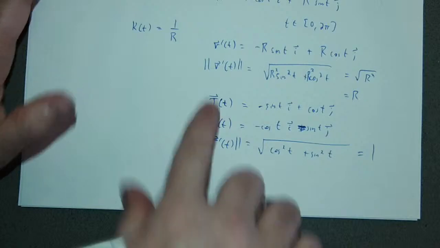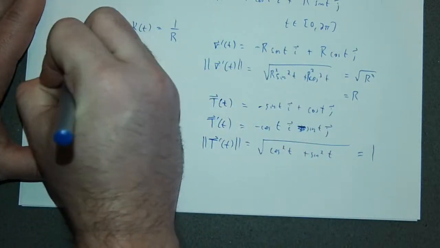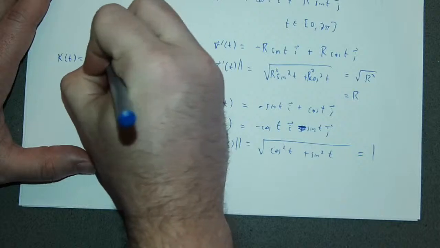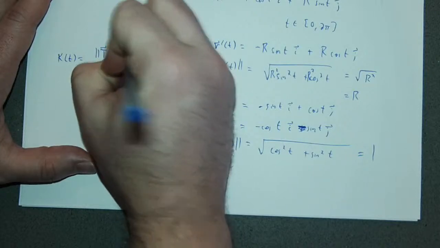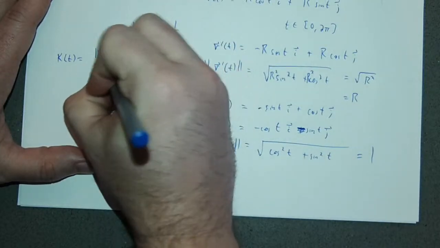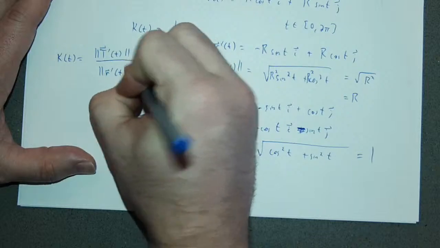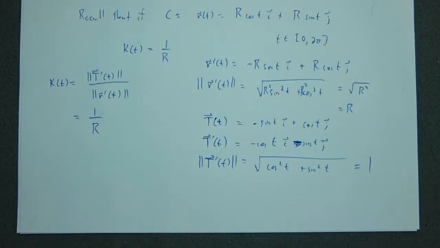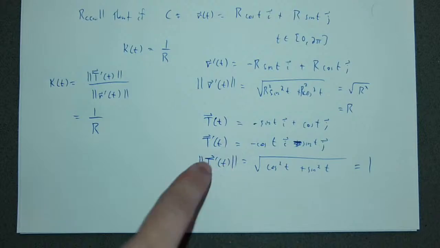And so my curvature, kappa of t, is the length of T prime of t over the length of r prime of t. So this is 1 over r. We did this last time. Of course, if I wanted to write the normal vector for this curve, that would just be this T prime of t divided by this length, which is 1, so it would just be T prime.